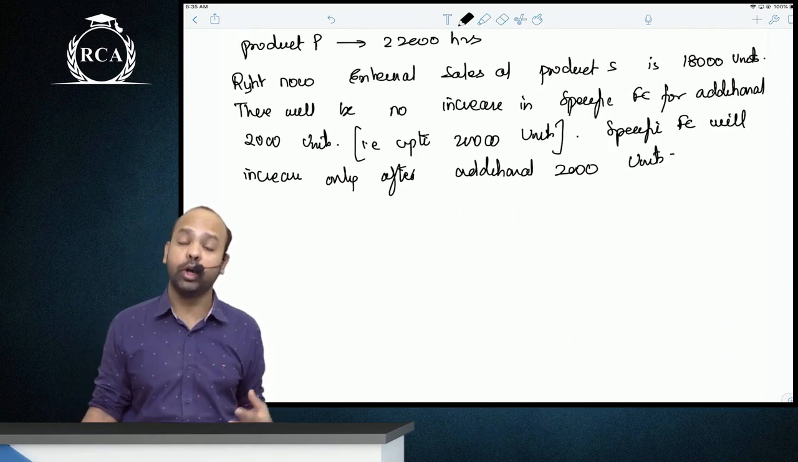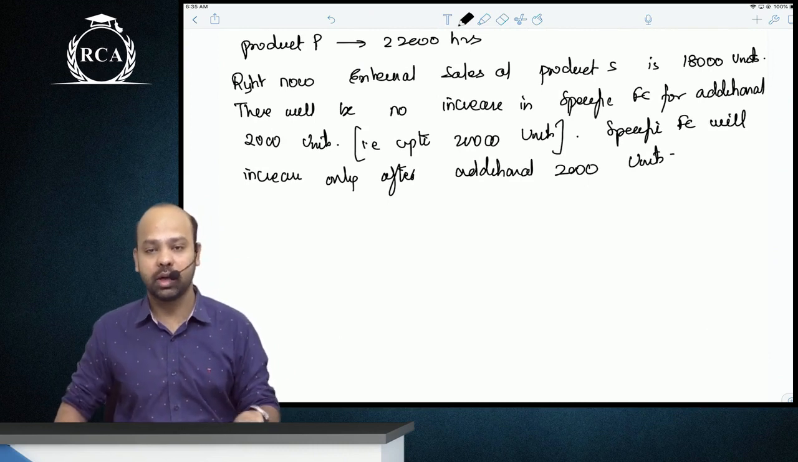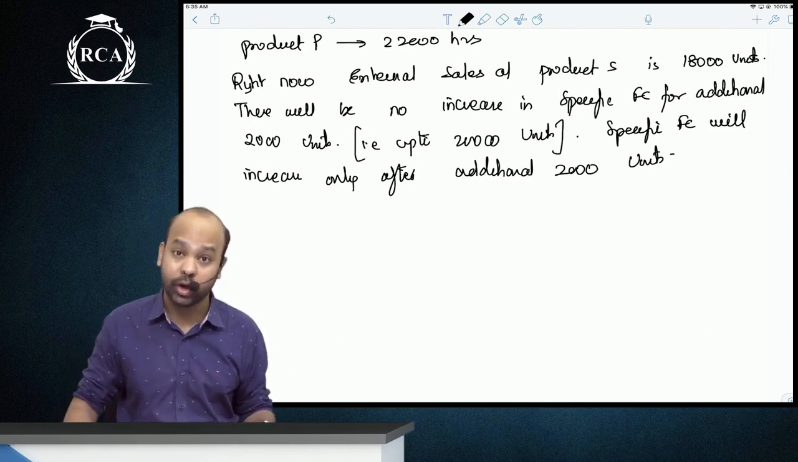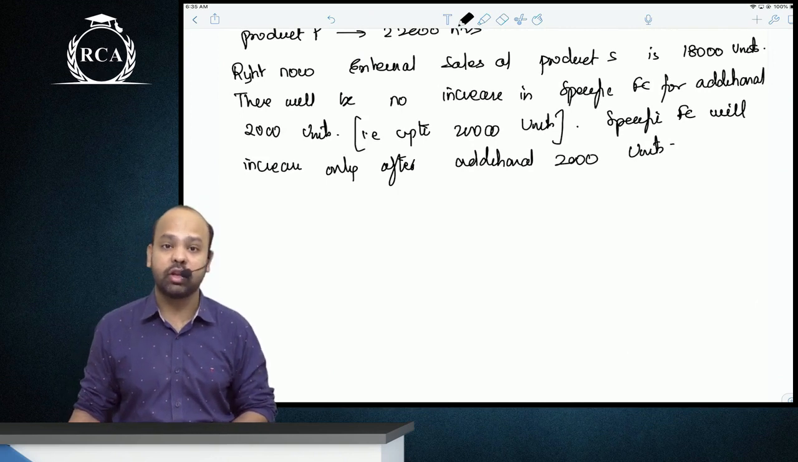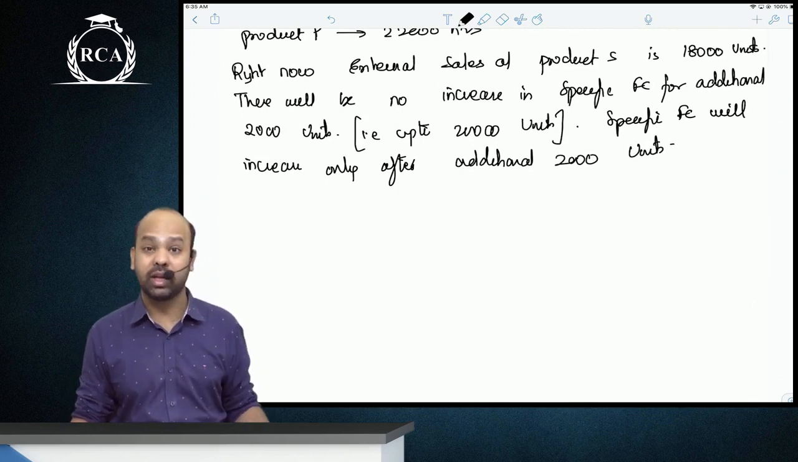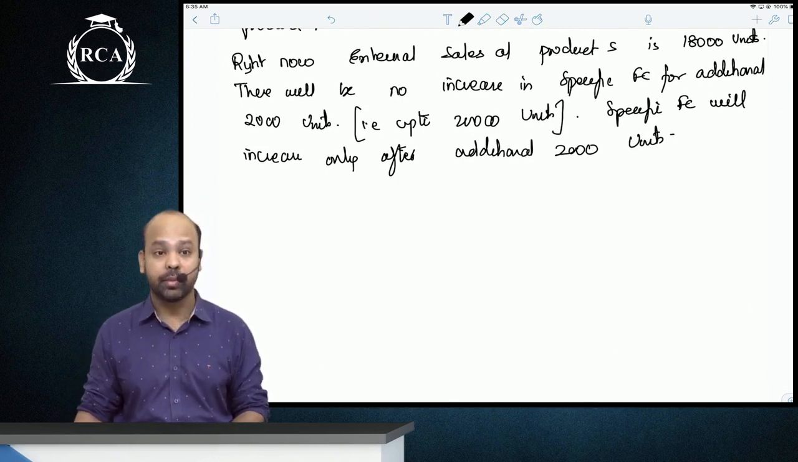But the minute you go beyond 2,000 units of product S, your specific fixed cost is going to increase. Understood, sir? We'll keep that in mind. Excellent, sir, if you're keeping that in mind.